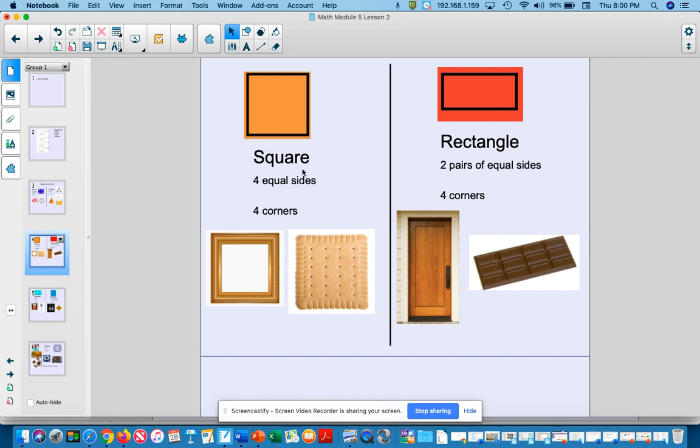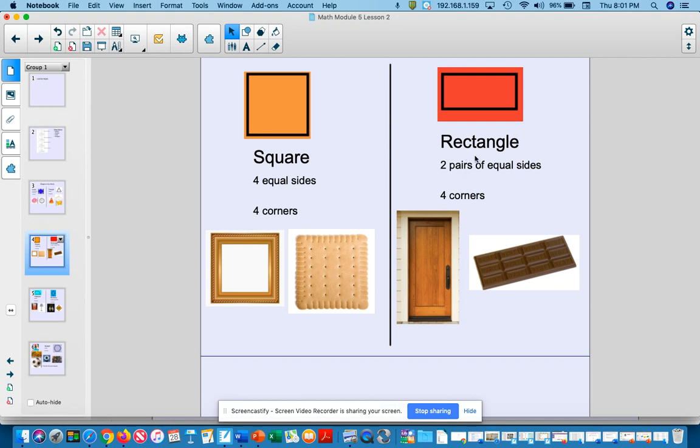Our next shape is a square, and a square has four equal sides. So that means all the sides in the square are the same size. And it also has four corners, okay? And remember, the corners are where those sides meet. Here are some examples of squares. You might have a square picture frame in your house, or you might even have a square cracker. So those are just some ways that we might see squares.